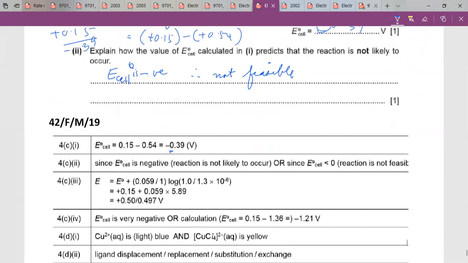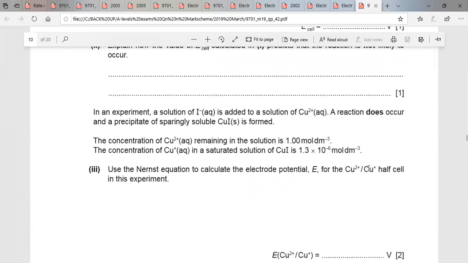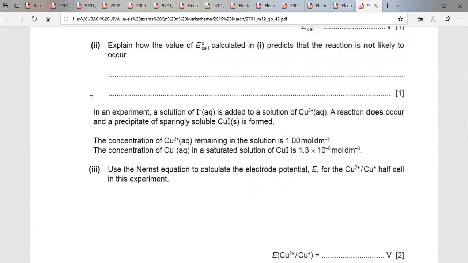You want to see it here. An experiment I put here. I didn't print it because I forgot to print it, so I'd better tell you. Right here in the experiment, iodide was added to copper 2 plus. The reaction does occur, and a sparingly soluble salt forms, and so on. It does occur. Now the concentration is blah blah blah blah.